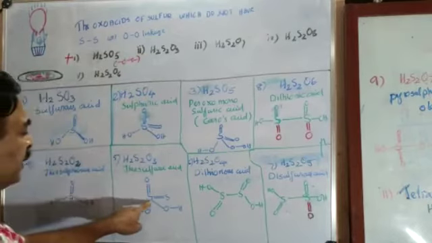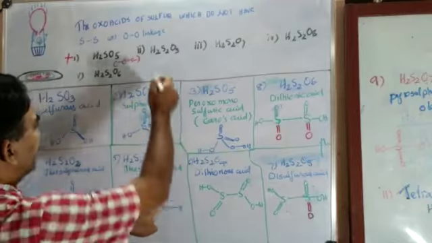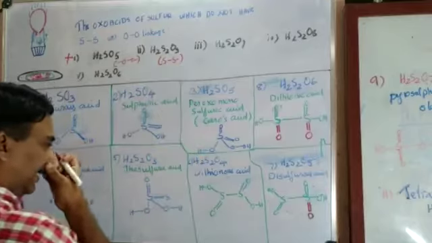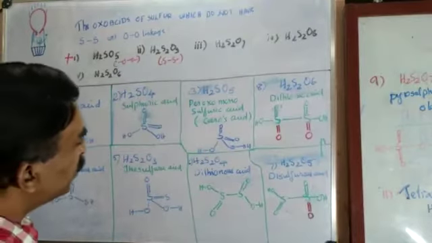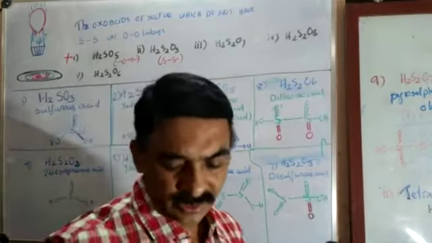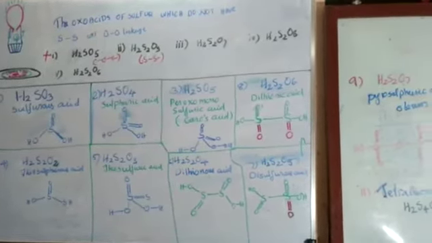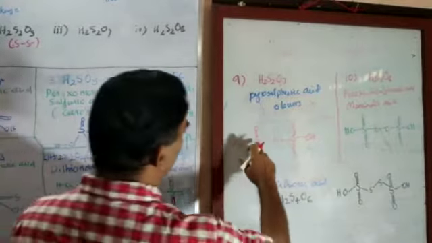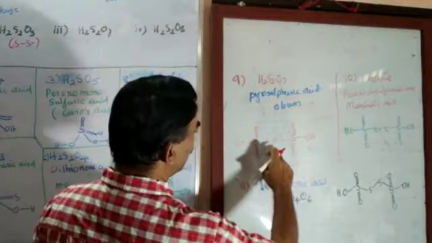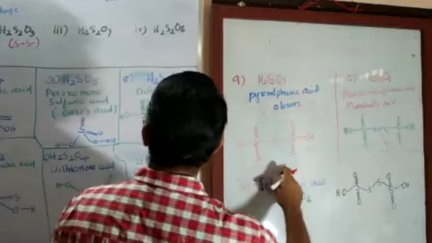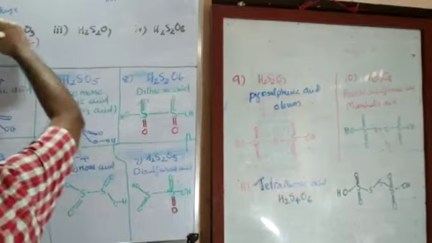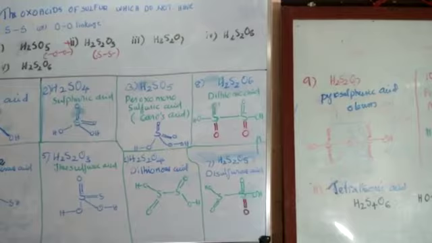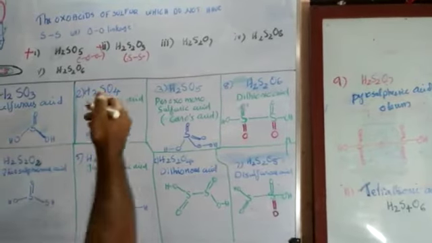H2S2O3 has an S-S linkage. You can connect it as single bond or double bond, it doesn't matter here, it is an S-S linkage. H2S2O7 is the other thing here. It is neither having O-O linkage nor having S-S linkage. So this is going to be one of our answers, H2S2O7.